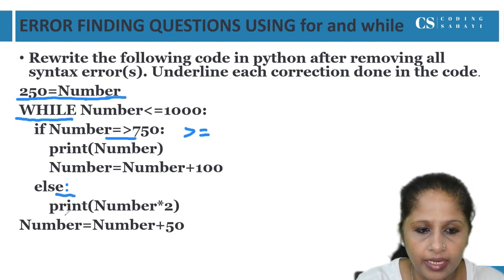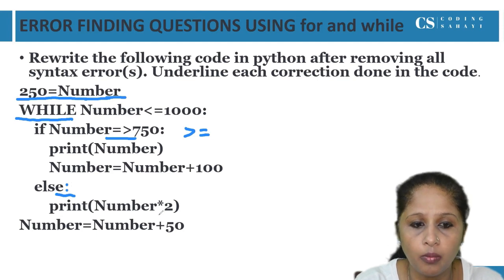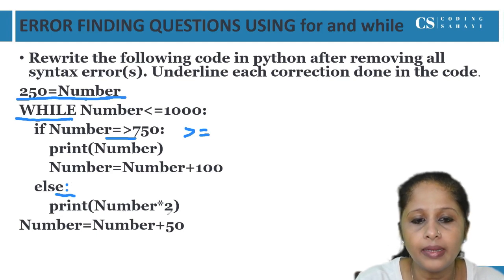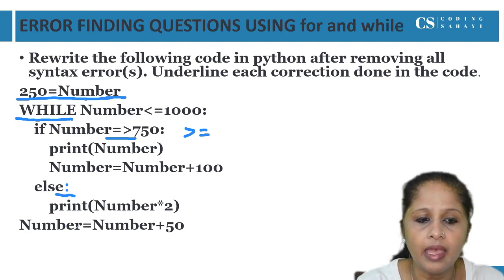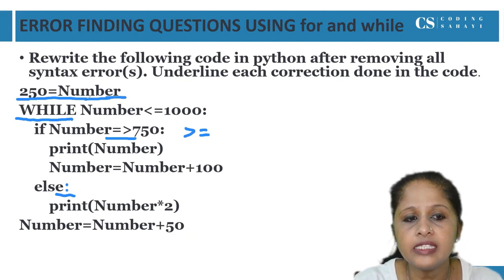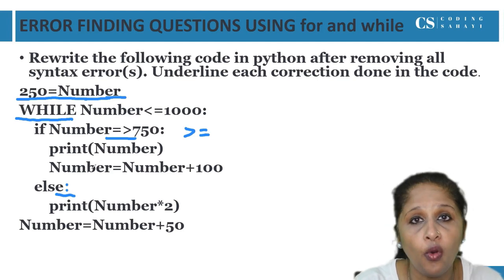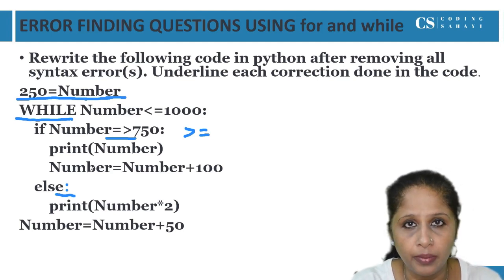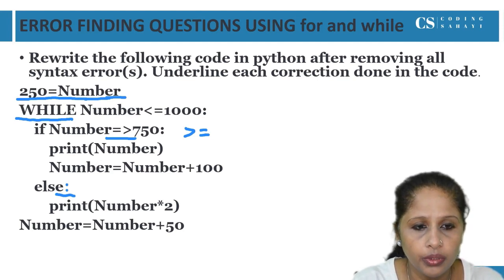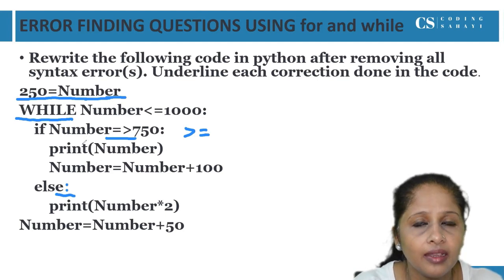Okay, then coming to the next line, print number into 2. Is there any problem? No, it is number multiplied by 2, no problem. Then number equal to number plus 50. See here in this code we have 4 errors. Most of the time you will get this error finding questions for 2 marks. So at least 4 errors you can expect there. Okay, so let's rewrite this code and let's underline the correction.